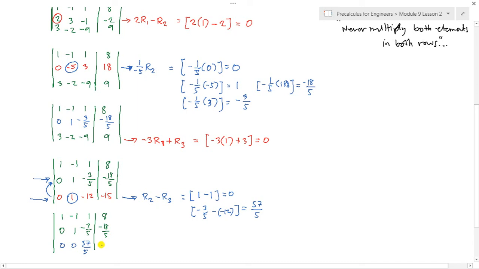Then for the last, fourth column, third row, the last element, that is negative 18/5, because that's the second row, fourth column, subtracted from the third row, fourth column. So minus negative 15. Simplify: negative 18 over 5 plus 15. The answer is 57 over 5. Correct? Yes. Okay, so that's what we generated.